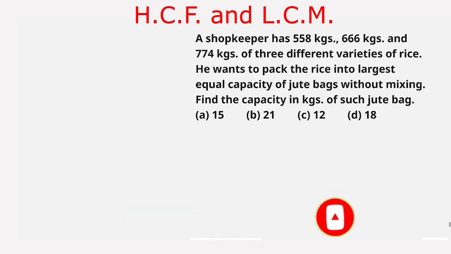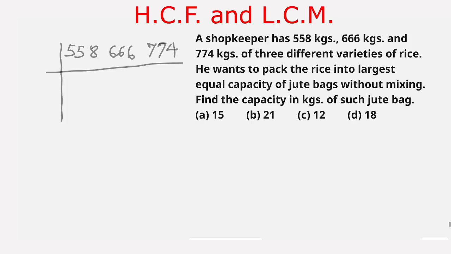We will find the HCF of 558, 666 and 774. On observing, all the numbers are divisible by 2, so we divide these numbers by 2. On dividing 558 by 2, it gives 279, 666 gives 333 and 774 gives 387.